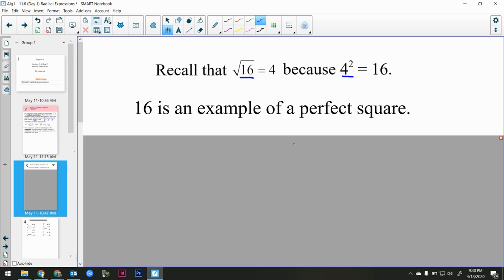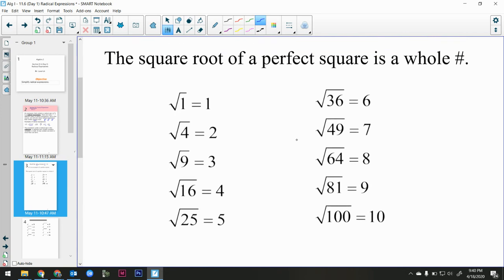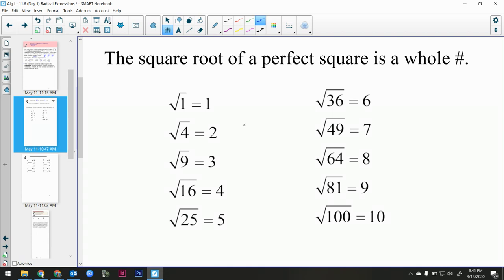Now, you have these in your guided notes, but I want to talk through the square roots up to 10. Then we'll jump to bigger square roots in a second. So here are some perfect squares. A perfect square is any number where if I take the square root, it's a nice, even, whole number. So 1 is a perfect square because 1 squared is 1, 2 squared is 4, 3 squared is 9, 4 squared is 16, 5 squared is 25, 36, 49, 64, 81, and 100. You probably know those. Those numbers come up a lot.